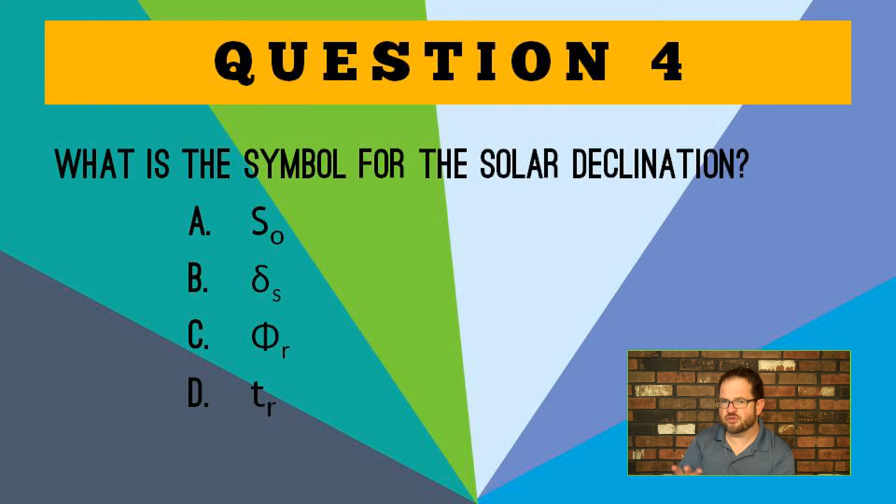Alright, before we move on to part 3 of this lecture, I want you to answer a couple quick questions. They're fairly simple this time. Question 4, continuing the question numbers from the previous lecture: what is the symbol for the solar declination? S naught, delta S, VR, or TR? Make up your mind as to your answer, follow one of the 4 links below, and we'll get a little feedback before we move on to question 5.